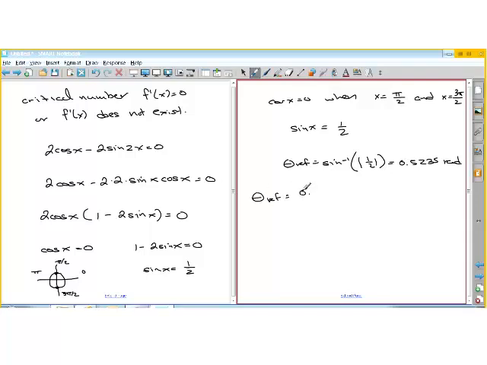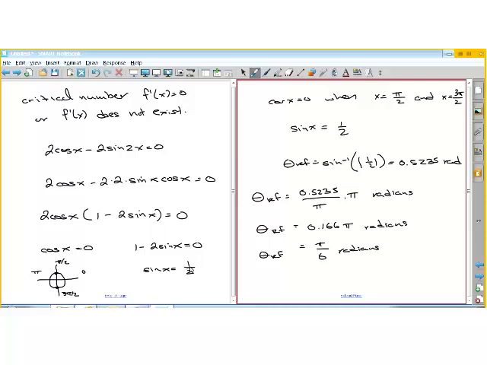Let's convert that to some multiple of pi. So we divide by pi and multiply by pi. 0.5235 divided by pi is 0.166 pi, which is pi over 6. So that's the reference angle, which of course is in the first quadrant, because everything's positive in the first quadrant.